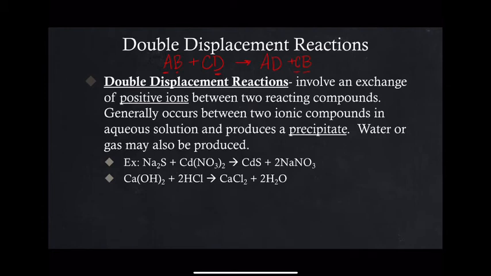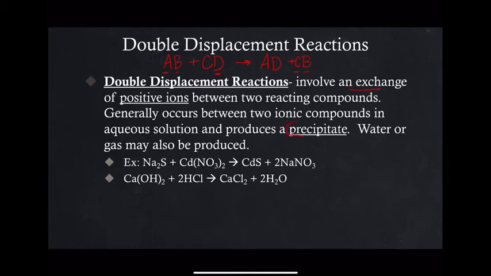A first element in the compound is always going to pair with the second element in the compound because you have to keep those charges balanced. And you can't do that if they're both positives or they're both negatives. So we have an exchange of positive ions between two reacting compounds, okay? Or an exchange of negative ions, if you prefer to see it that way, between two reacting compounds.